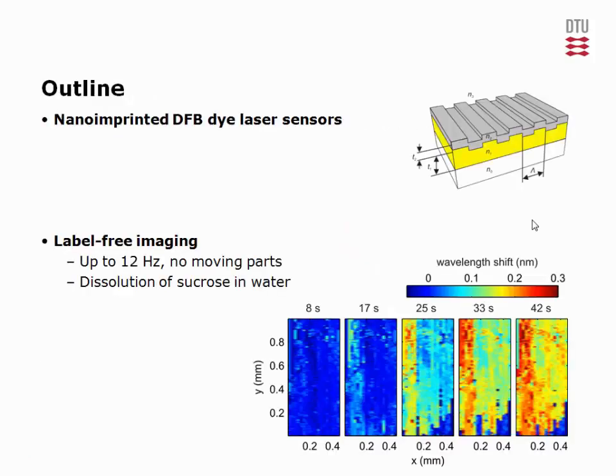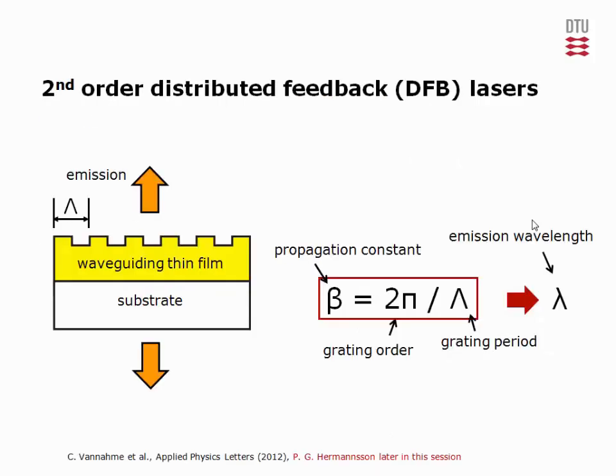So to come to the outline of my talk, I will present nanoimprinted distributed feedback laser sensors that are basically refractive index sensors. Then I will show how we can use these sensors for label-free imaging, making videos of dissolution of sucrose in water. I will show that this can be done with a frame rate of 12 Hertz and with no moving parts. So first of all, the nanoimprinted distributed feedback lasers, what is that?